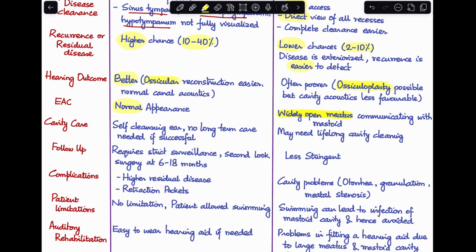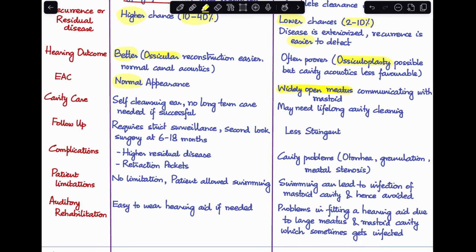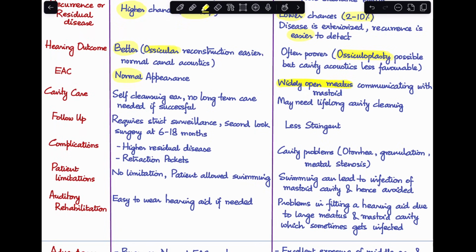So, now that we have a cavity, the next difference would be about cavity care. Now, in case of canal wall up procedure, cavity care is not required at all because the ear has still maintained its anatomy. So it is a self-cleansing ear. So no long-term care is needed if the surgery has been successful. But in case of canal wall down procedure, it is important to remember that the patient may need lifelong cavity cleaning follow-ups.